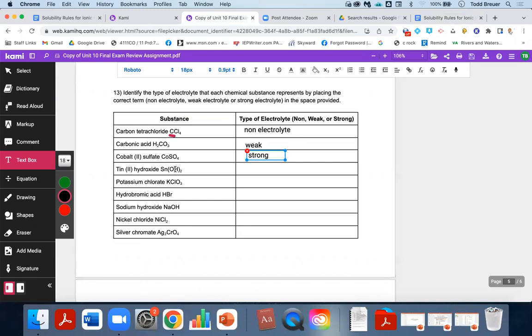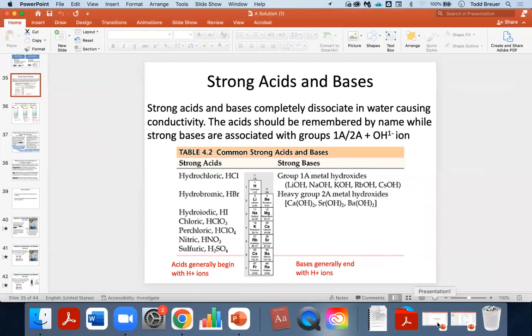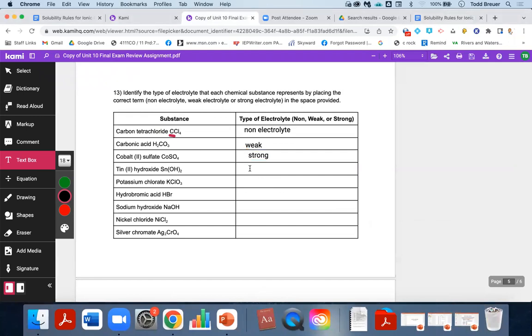Soluble ionic compounds always make strong electrolytes. Tin 2 hydroxide, well, when we have hydroxide ion, that tends to be what we would call a base. And unless it's a strong base, it's going to be a weak electrolyte. So it doesn't look like tin 2 hydroxide is listed here as a strong base. So we're going to say that's a weak base, right? Weak bases make weak electrolytes. So we'll say weak here.